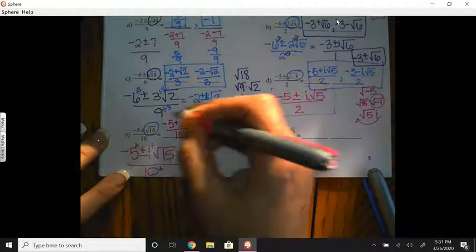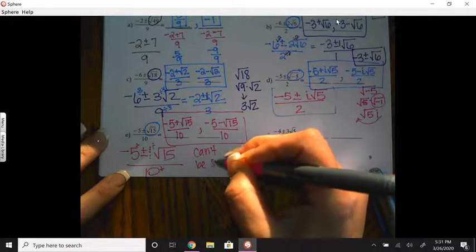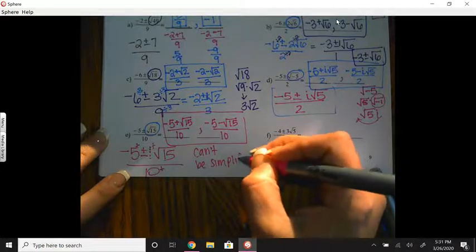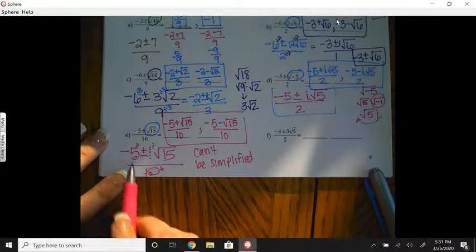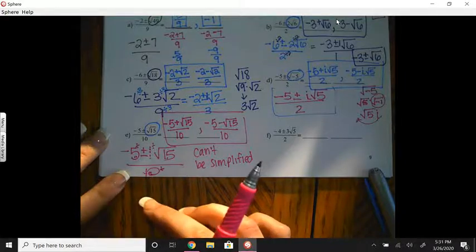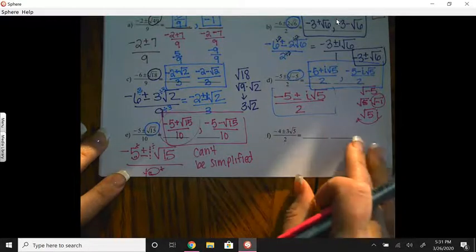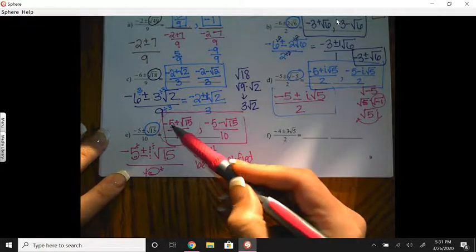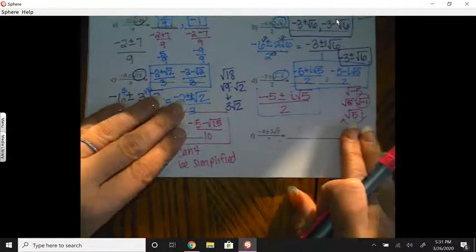Okay, so again, it can't be simplified. Now, if you were thinking that the 5 and the 10, then you'd have to put the 10 underneath both of them and split them into 2. We're focusing, how do you leave them as one whole fraction? So that's why we're not simplifying these, because then I'd have to write it as 2 parts. So we're practicing leaving it all together.